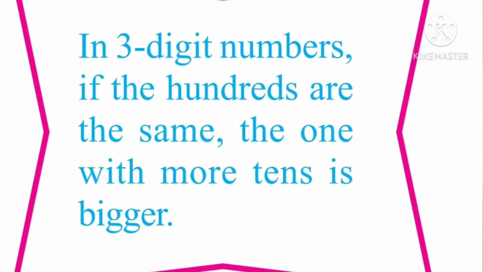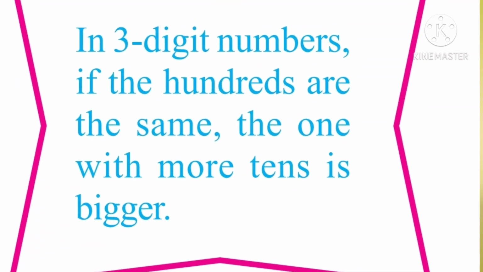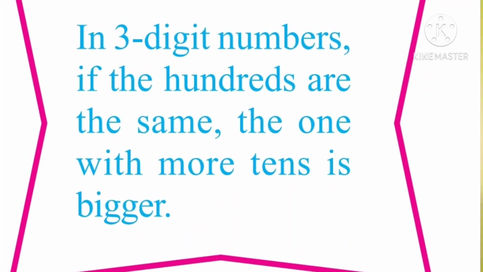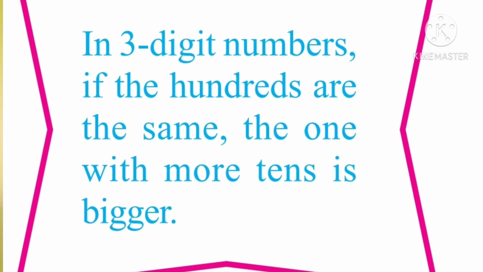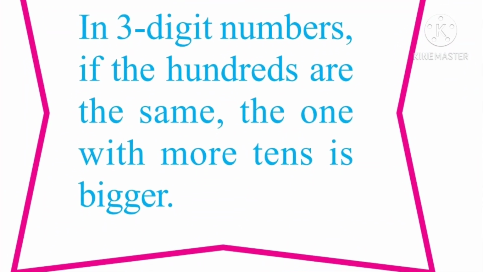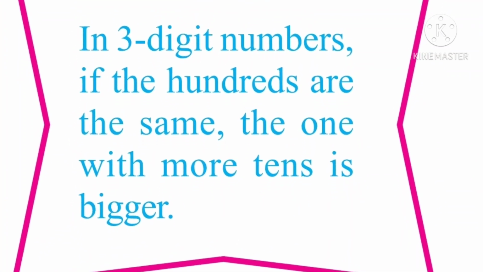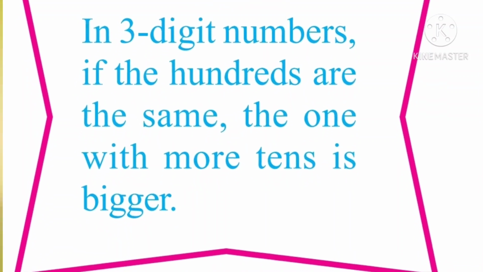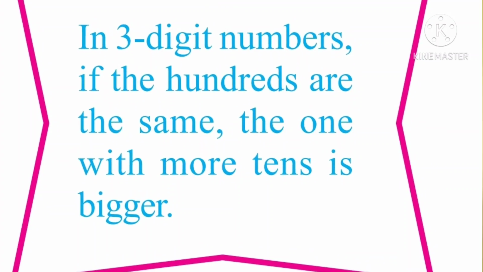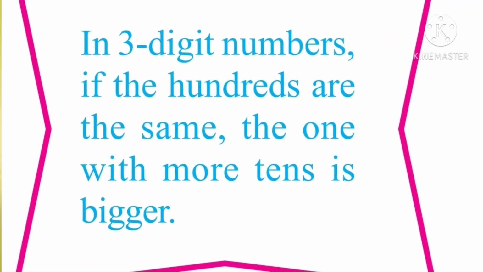Children, look at the trick chart. In 3-digit numbers, if the hundreds are the same, the one with more tens is bigger. Okay, children? The number which has more tens is bigger. This is a trick. You must remember it while you are comparing the numbers.